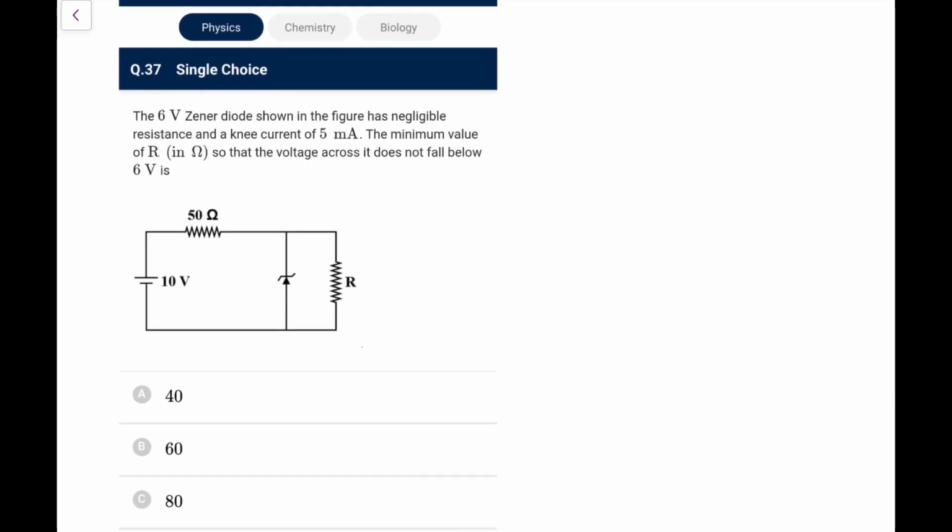Next, the 6 volt Zener diode shown in the figure has negligible resistance and a knee current of 5 milliampere. The minimum value of R, so that the voltage across it doesn't fall below 6 volts. So in the limiting case, if this voltage is 6, this voltage is 4. So the current through it would be 4 by 50. In milliampere, that is 4000 by 50, that is 80 milliampere.